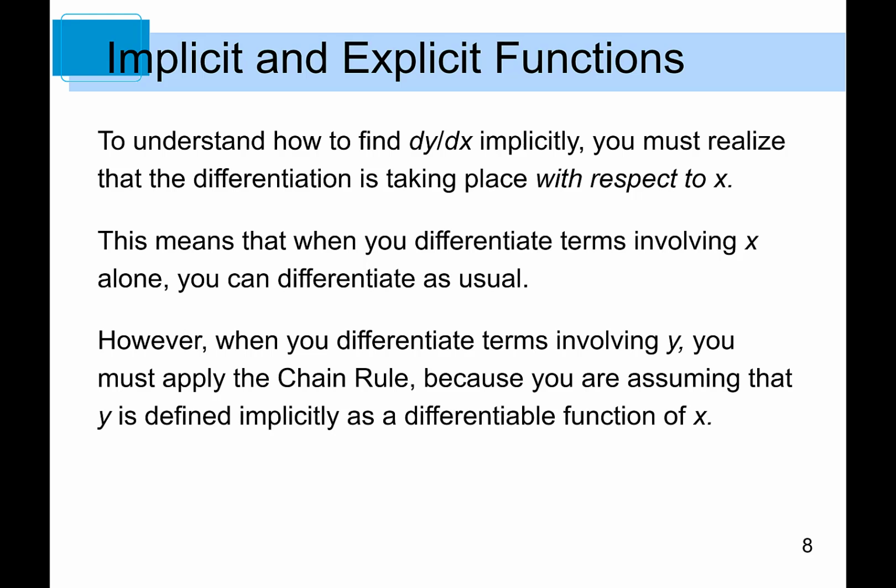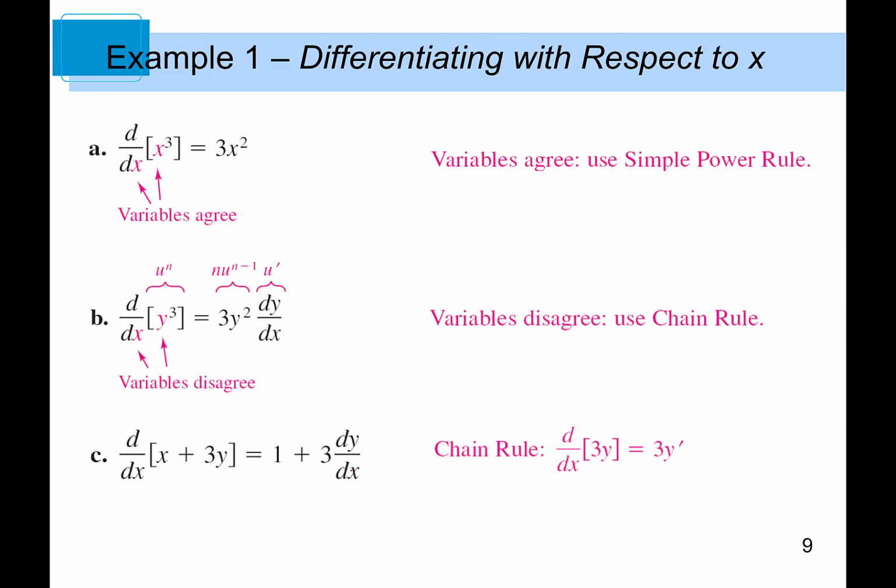In order to find dy over dx, or the derivative implicitly, you must realize that differentiation is taking place with respect to x. That means whenever you differentiate terms involving x alone, you can differentiate as usual. However, when you differentiate terms involving y, you have to apply the chain rule, because you are assuming that y is defined implicitly as a differentiable function of x. So you always multiply by y prime. Okay.